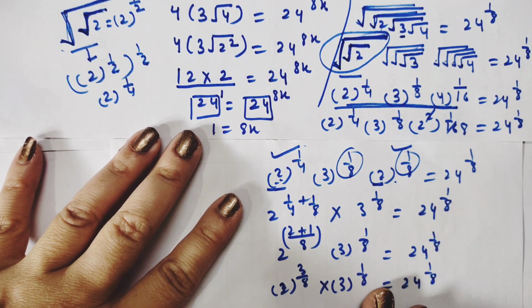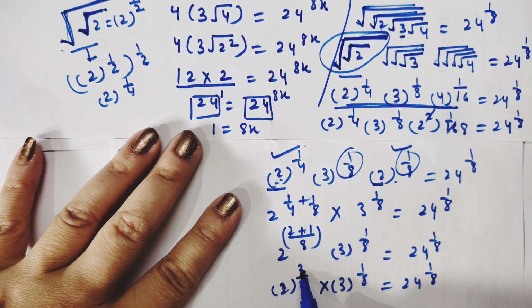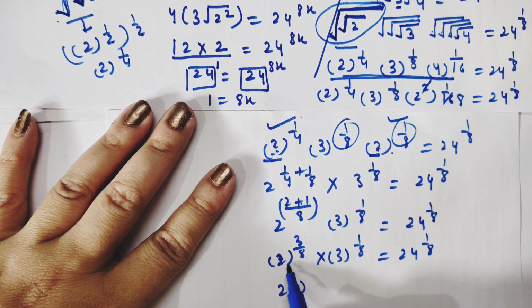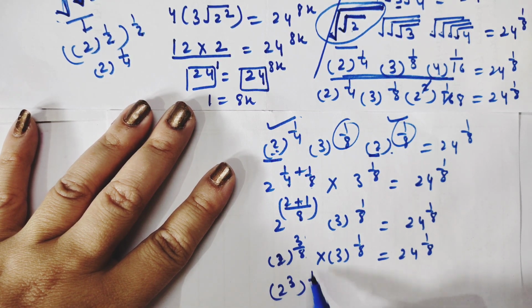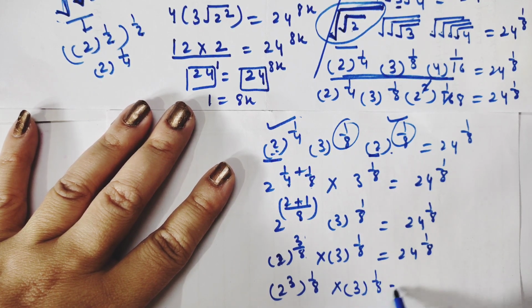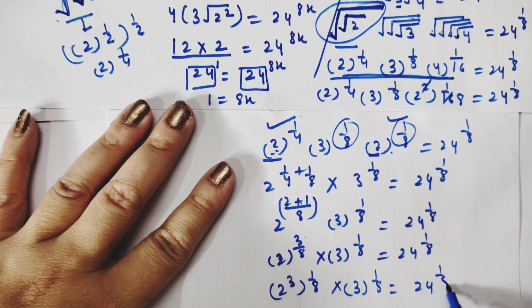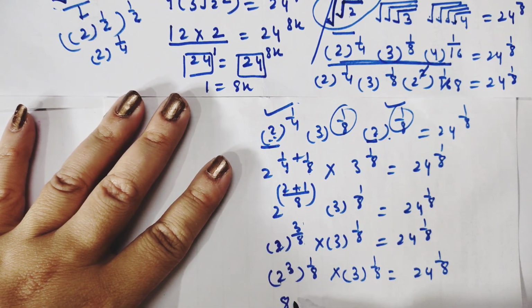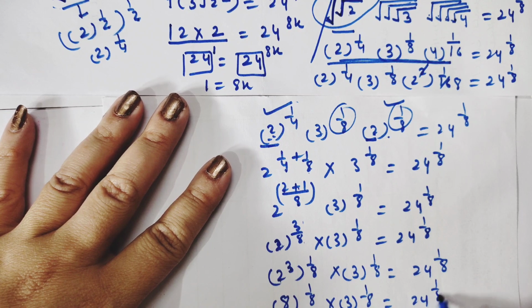After that, you can see, can we write this 2 power 3 by 8 as 2 cube power 1 by 8? If you multiply it, 3 into 1 by 8 will again get 3 by 8. And here 3 power 1 by 8 equals 24 power 1 by 8. Now you can see this is 2 cube. 2 cube we will write as 8. 8 power 1 by 8 into 3 power 1 by 8 equals 24 power 1 by 8.